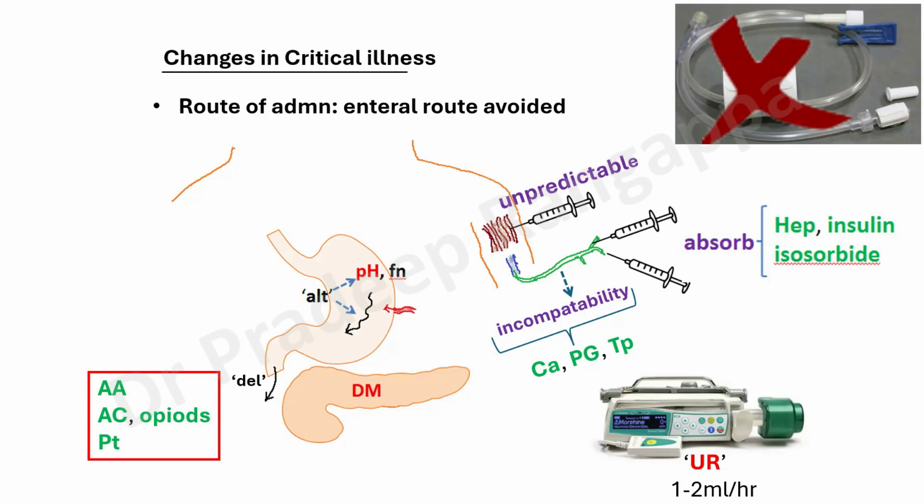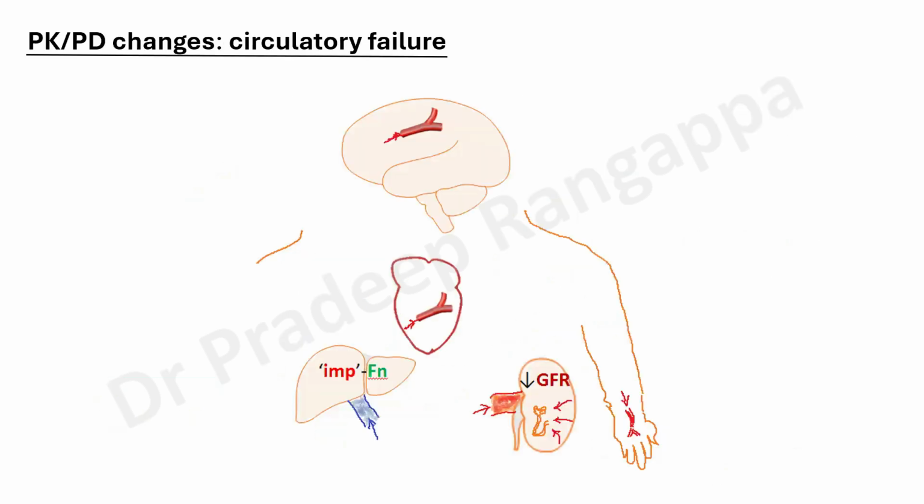So the quintessence is that oral administration is discouraged in ICU because of the changes in gut perfusion and pH and so on and so forth. IM is unpredictable in intensive care. When we are using intravenous drugs, glass syringes are to be avoided, and compatibility of certain drugs has to be borne in mind.